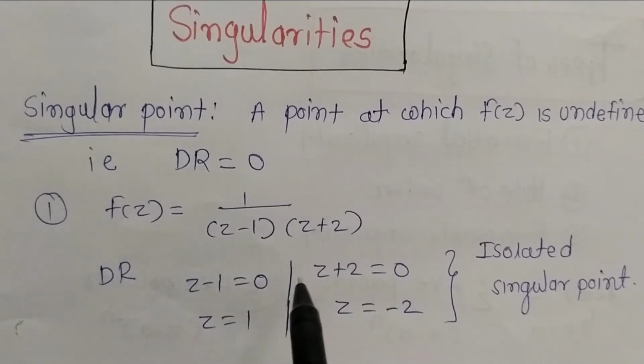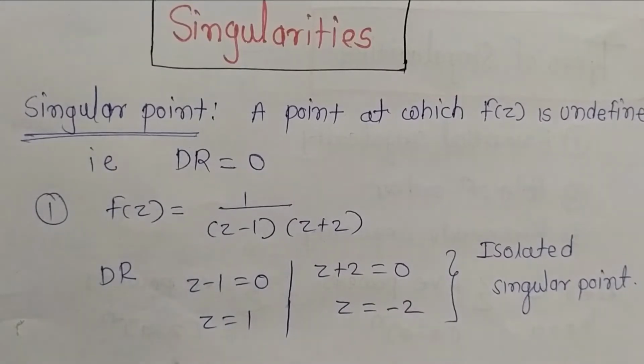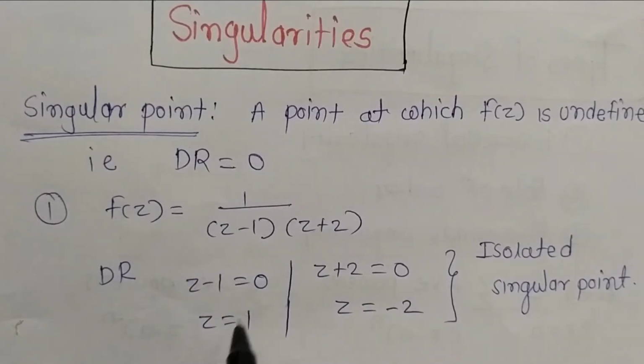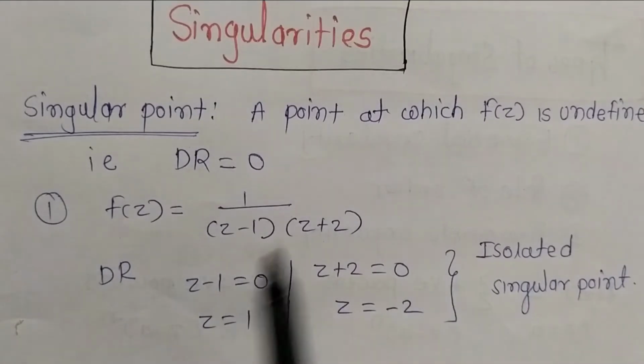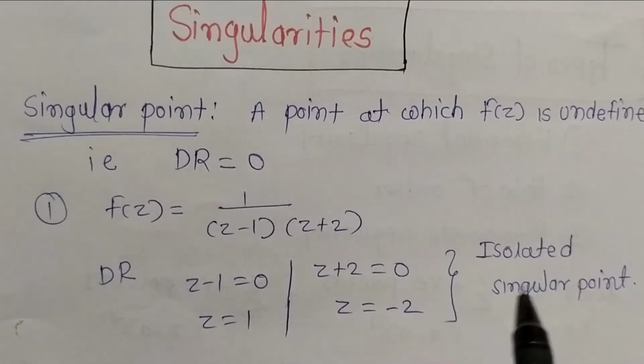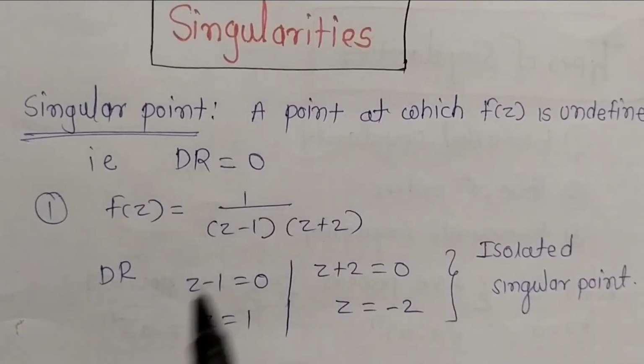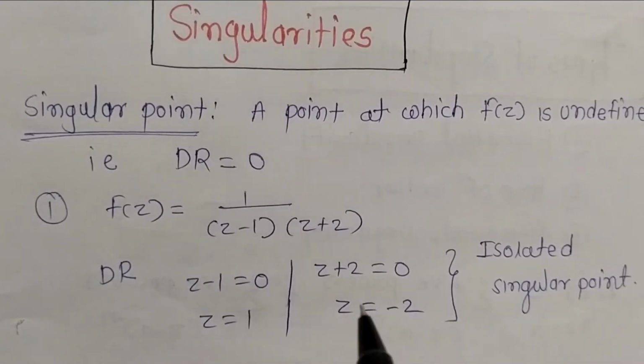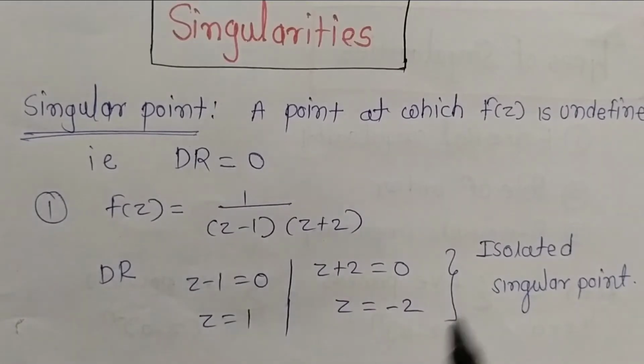That is, z minus 1 is equal to 0 and z plus 2 is equal to 0. That means z is equal to 1 and z is equal to minus 2. This is a singular point, and this is a singular point. So these are isolated singular points, not an infinite number of singular points. That's why we call it an isolated singular point.